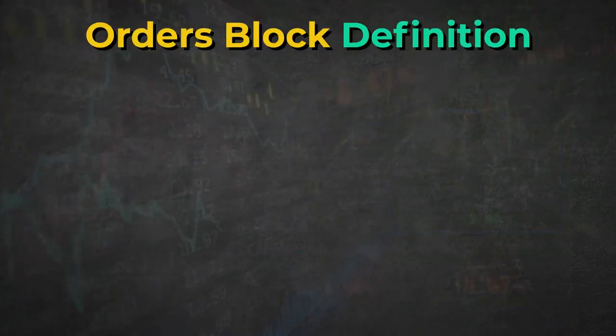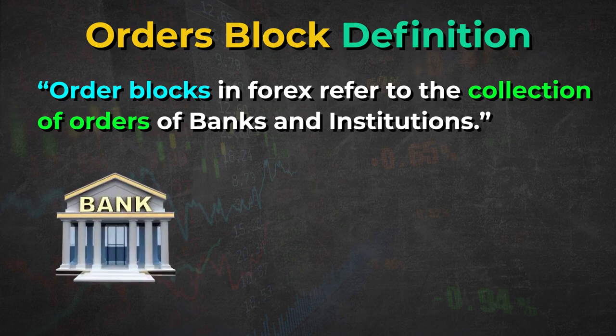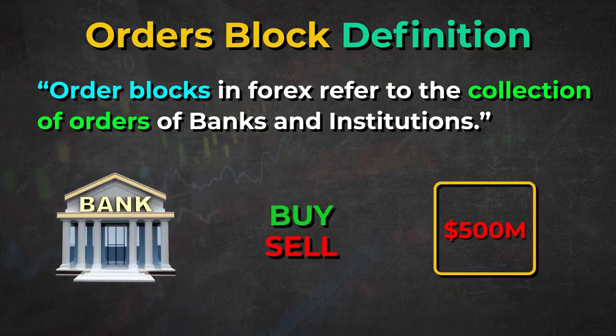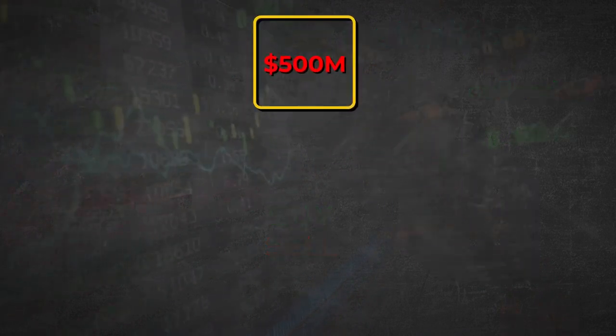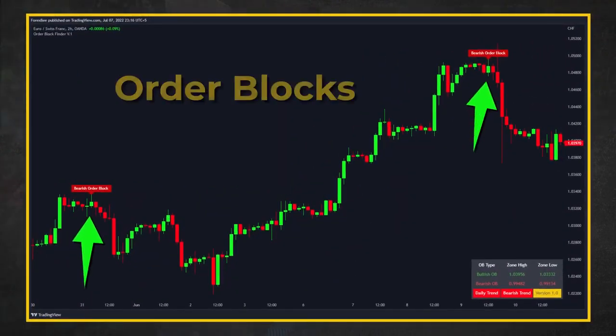First of all, let's look at the definition of order block. Order blocks in Forex refer to the collection of orders of banks and institutions. The banks cannot just open a buy or sell order within a single trade because of the market's liquidity. So they have to distribute a single order into small chunks to maximize the profit potential. These chunks of orders are called order blocks in trading.